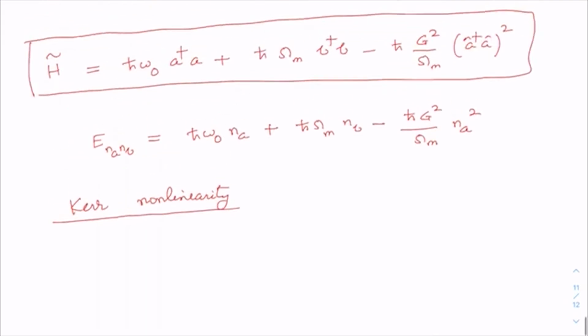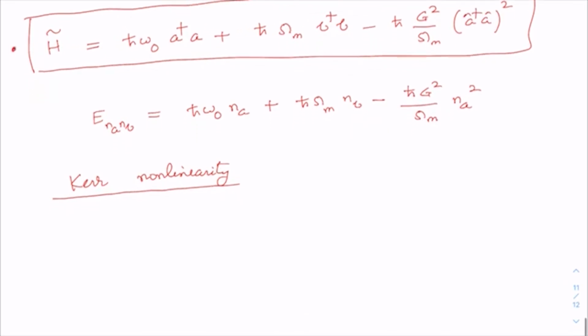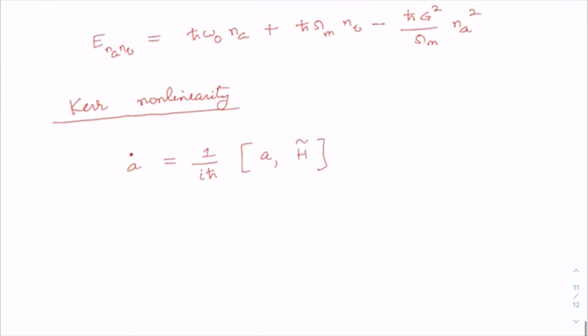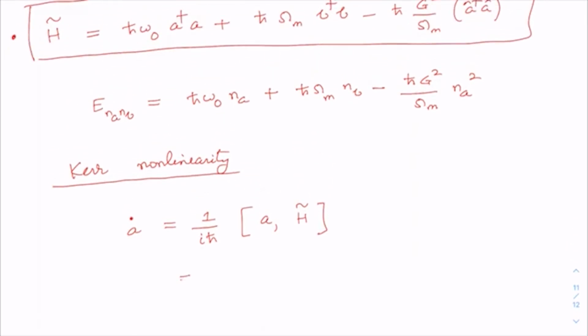From this Hamiltonian, we can get the equation for the optical mode, and we can write a dot is equal to 1 by i h cross, the commutation between a and this Hamiltonian. And if you work it out, you will straight away get it as minus i omega 0 a plus i z square by omega m, and you will get 2 a dagger a plus 1 into a.